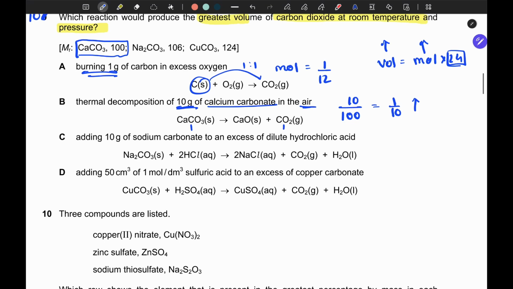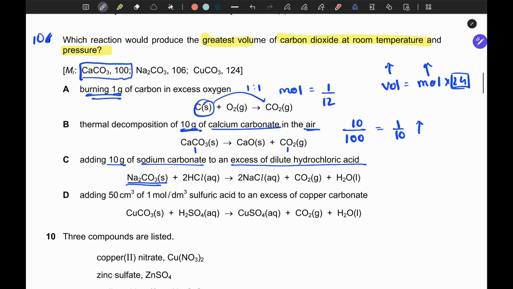Let's check. So adding 10 grams of sodium carbonate to an excess of dilute hydrochloric acid. Again, it's the same process for this question. We find out the moles of the substance and then moles of carbon dioxide. So 10 grams of Na2CO3 would be 10 by 106. Now we can immediately compare these two and determine that 10 by 100 is obviously the greater value, so we need not worry about simplifying this.